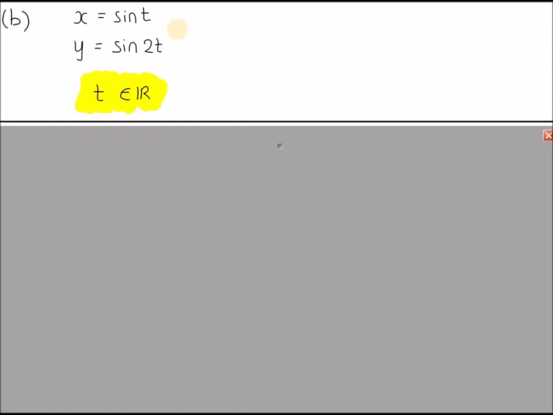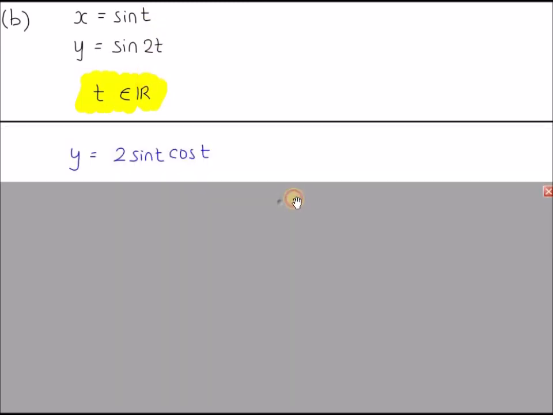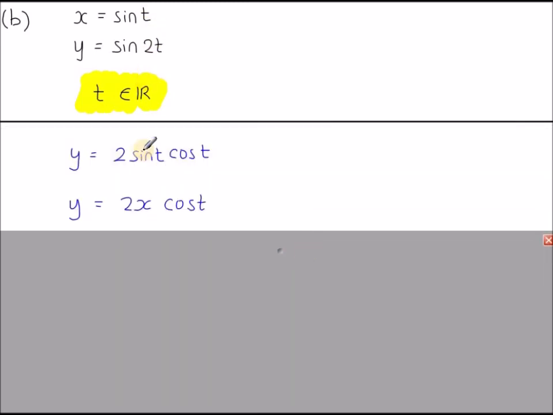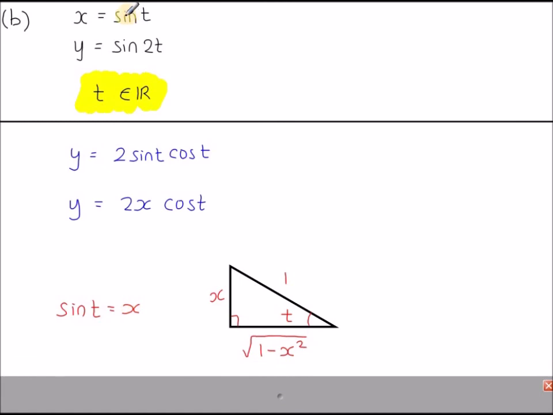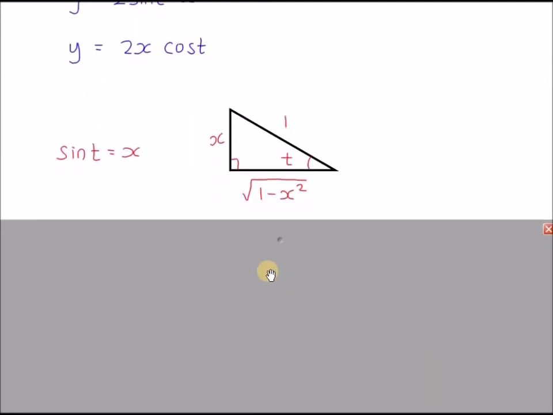Question 3 part B, we have the same parametric equations as before, but the conditions for t have changed. Now t can be any real number, so it could be a positive or a negative angle. So as before, we've got sine t replaced with x, nothing different there. And then I've used the right angle triangle method, so sine t is equal to x. We work out the missing side using Pythagoras' theorem, and then cos t will be the adjacent over the hypotenuse.